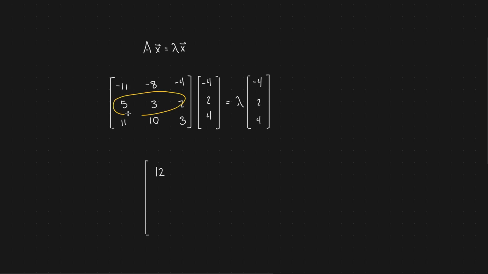So second row, dot product with the first column. So that'd be -20 plus 6 plus 8. 8 and 6 is 14. -20 plus 14 is -6. And finally, last row, I get -44 plus 20 plus 12. 20 and 12 is 32. So -44 plus 32 is -12.